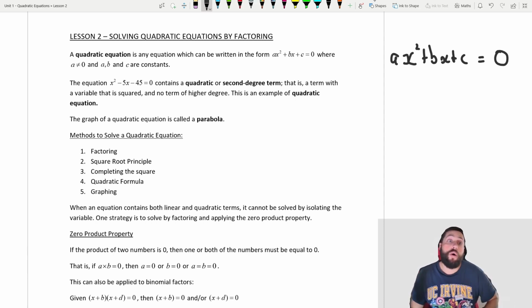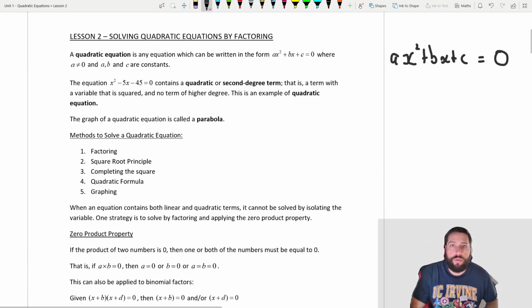So methods to solving a quadratic equation: 1, factor; 2, square root principle; 3, completing the square; 4, the quadratic formula; and 5 is graphing. So when an equation contains both linear and quadratic terms, it cannot be solved by isolating the variable. One strategy is to solve by factoring and applying the zero product property. Okay, so I'm going to highlight the zero product property.